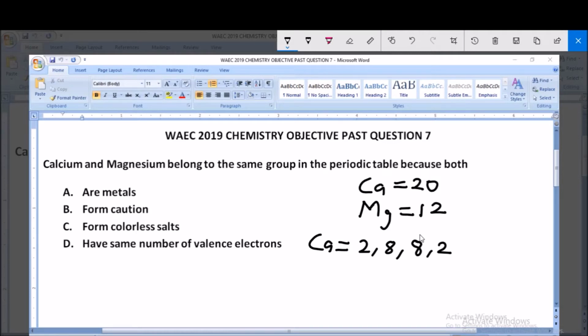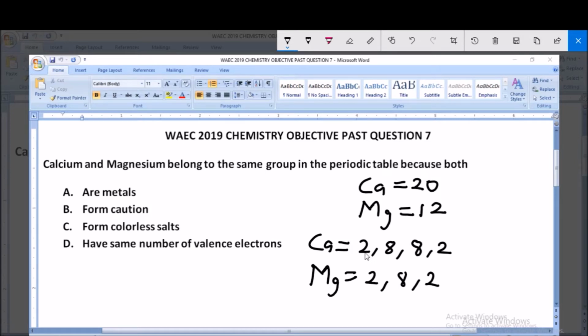So for magnesium, the configuration will be 2, 8, 2. On the K shell, you have 2 electrons. On the L shell, you have 8, which is the maximum number it can take. And then the outermost shell, which is the M shell for magnesium, has just 2 electrons.